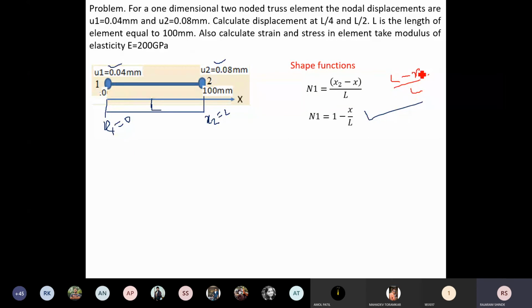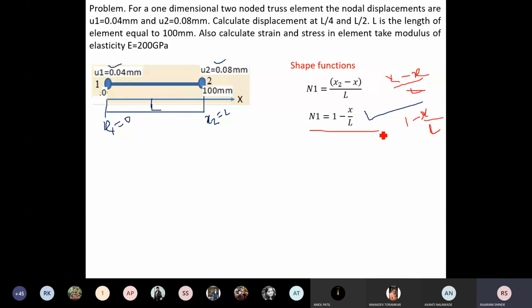Now when we solve this equation, this L will be cancelled with this L, it becomes 1 minus x by L. Have you got it? Avanti Nalode? Yes, sir. 1 minus x upon L. This is the shape function n1.